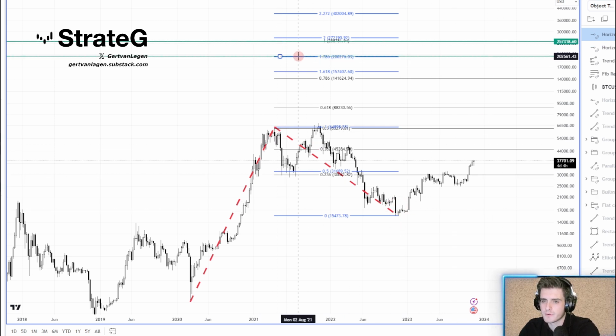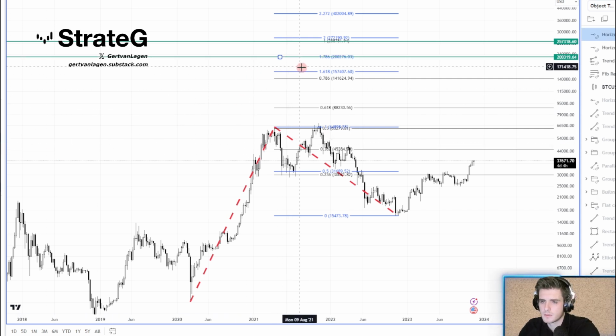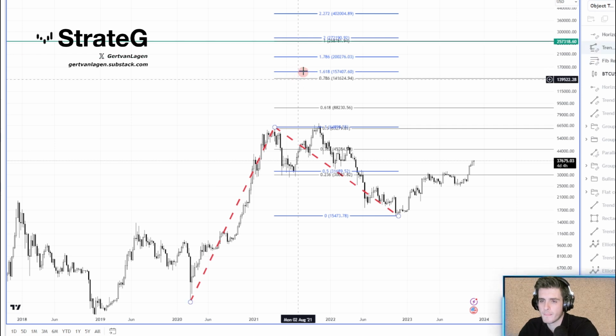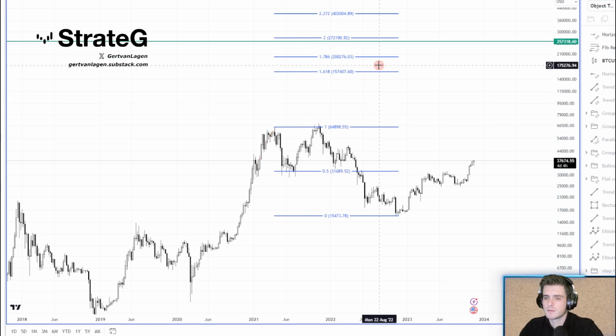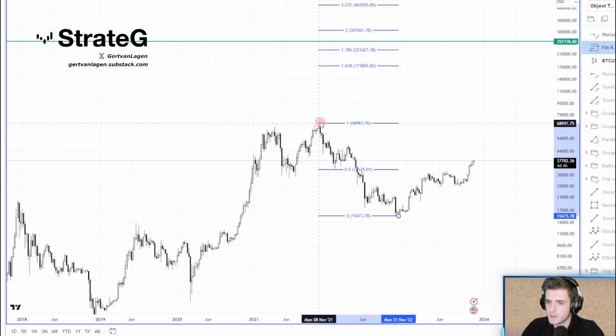And from this perspective, if we delete, one sec, then it would be very reasonable to write down those 2 targets, 157 and 200k. And also, if you take this one, 170 and 222k. Okay, so these are the targets based on the Fibonacci extensions of the last correction we went through.